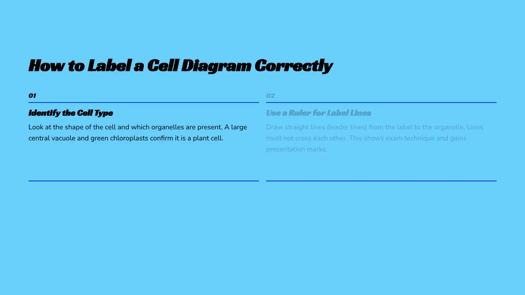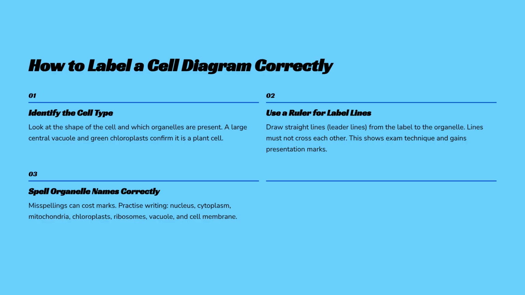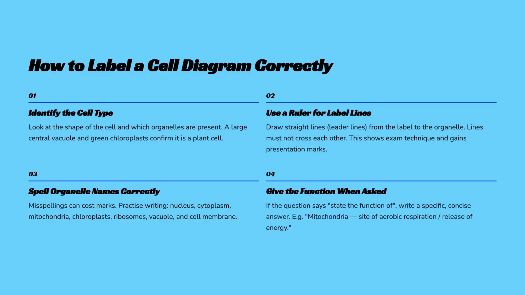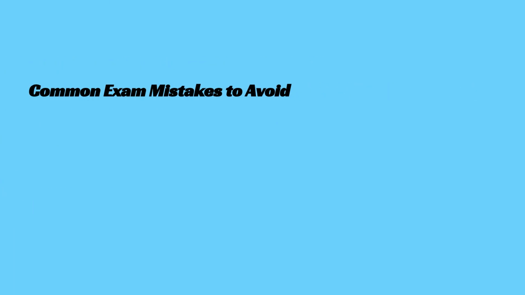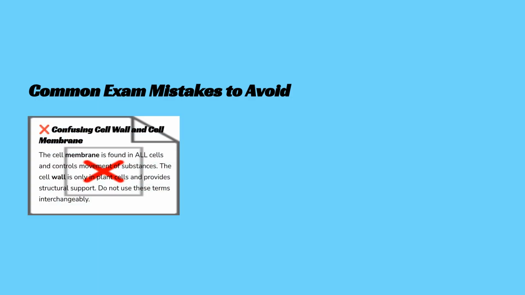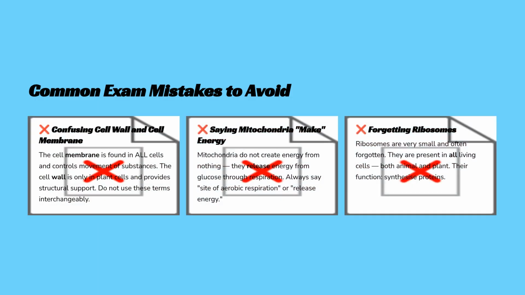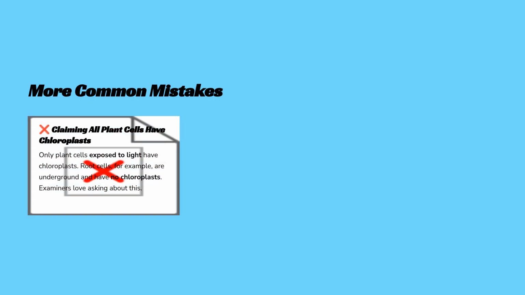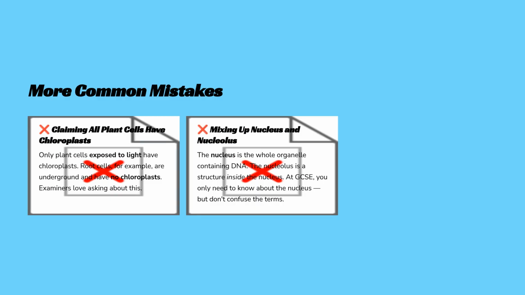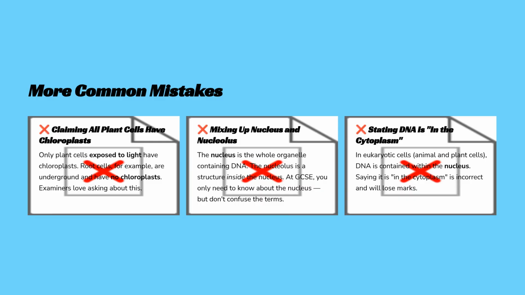Identify the cell type first, use a ruler for clear label lines, spell organelle names correctly, and always provide the function when prompted. Avoid common mistakes, such as confusing the cell wall and the cell membrane, or saying mitochondria make energy. Remember, mitochondria only release energy via respiration. Further mistakes include claiming all plant cells have chloroplasts, only light-exposed cells do, and mixing up the nucleus with the smaller nucleolus. Ensure DNA is located in the nucleus.